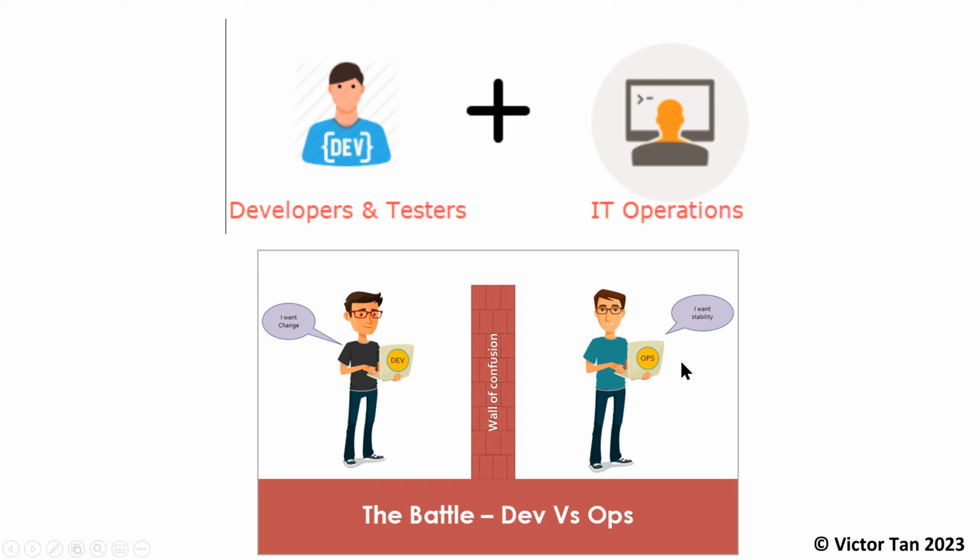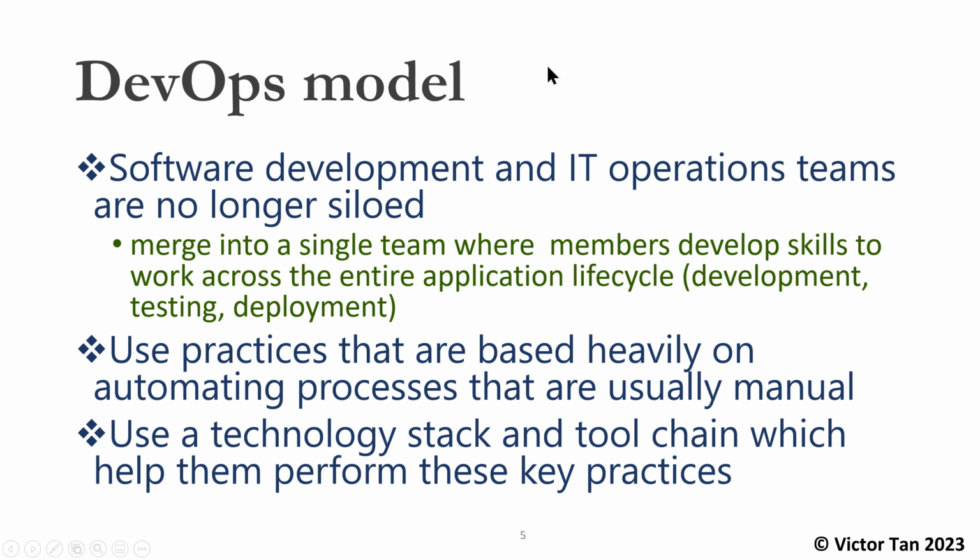So if customers face a problem with the app and they report it back to the company, then there's going to be a big war between the developers and the operations team to decide how to fix the bug, to fix the problem. Okay, so now the DevOps model is suggesting, well, you better work together. The software development people and the IT operations team better work together as a single team, where everybody in the team has skills to work across the entire application lifecycle.